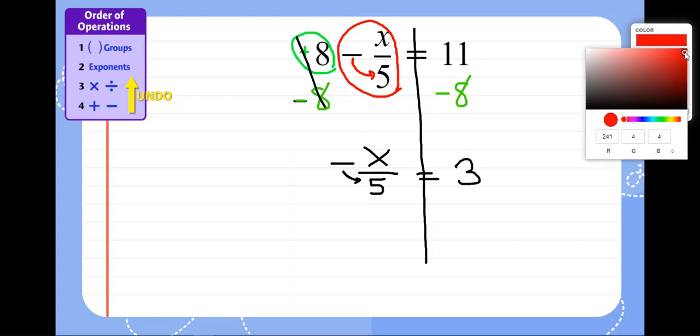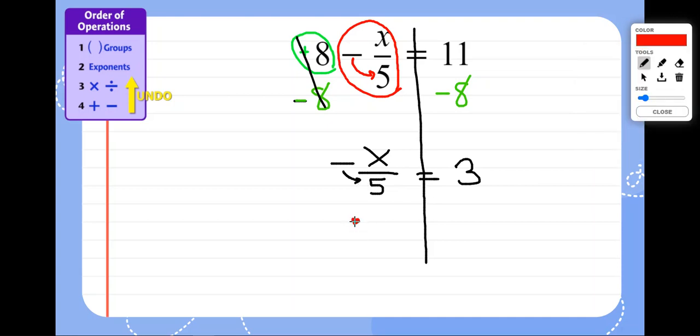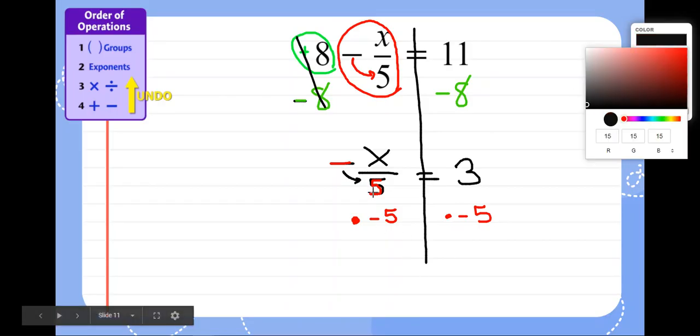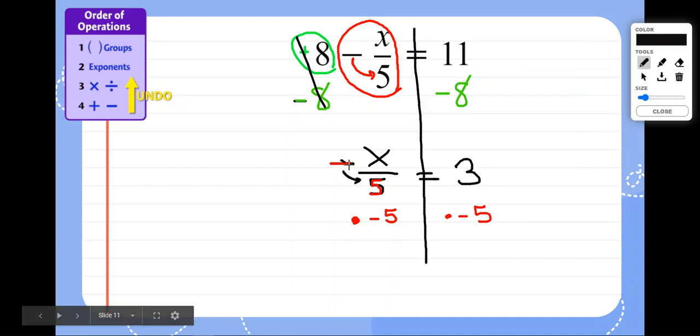So now the opposite of division is multiplication. But since we're dividing by what is essentially a negative 5, we need to multiply by negative 5 on both sides, okay? Which means that when we cancel this out, the negative is canceled, and we're left with x is equal to negative 15.